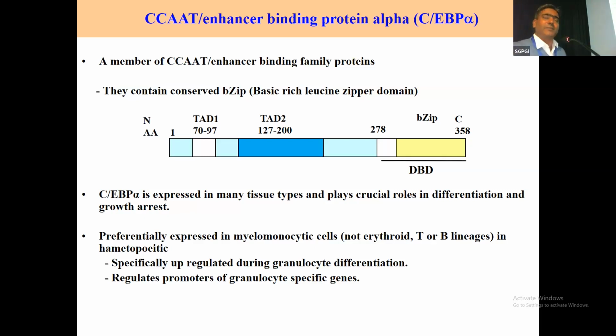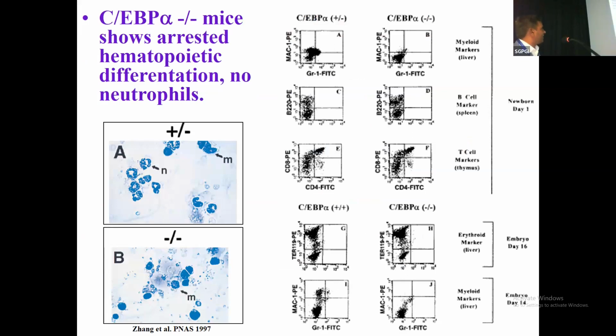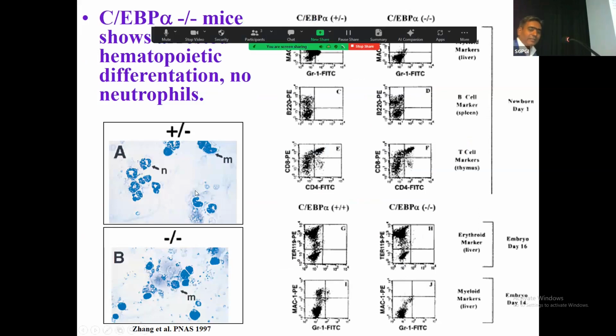CEBP alpha was initially identified as a liver protein, but later it was discovered to be one of the key factors required for the formation of neutrophils, particularly the granulocytes. This was the landmark paper published in 1997 in PNAS by Darlington and group, where they showed in conditional knockout mice, when they evaluated all the blood lineage cells, particularly myeloid lineages, that even in the heterozygous there were both neutrophils as well as macrophages, but in the conditional knockout mice there were only monocytes and no neutrophils. So this was the first landmark study showing that CEBP alpha has a key role in the formation of neutrophils.